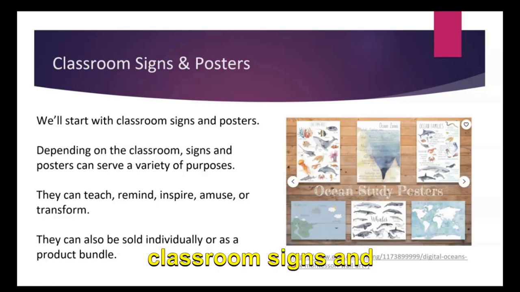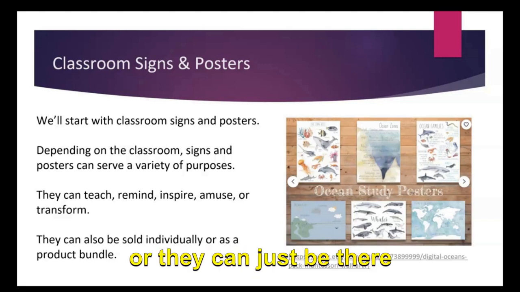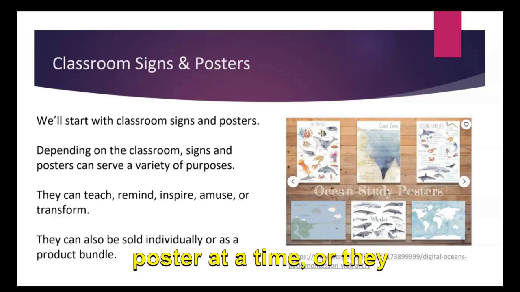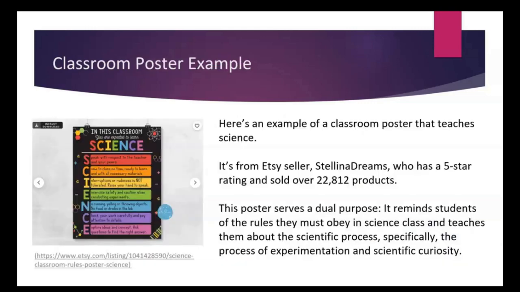The first one is classroom signs and posters. So depending on the classroom, signs and posters can have a lot of different purposes. They can teach, for example, these ocean study posters you see here talking about the ocean zones, different families of animals that live in the ocean, or they can just be there to remind students of how to act, like a classroom rules poster, and they can be sold individually, so 1 poster at a time, or they can be bundled.